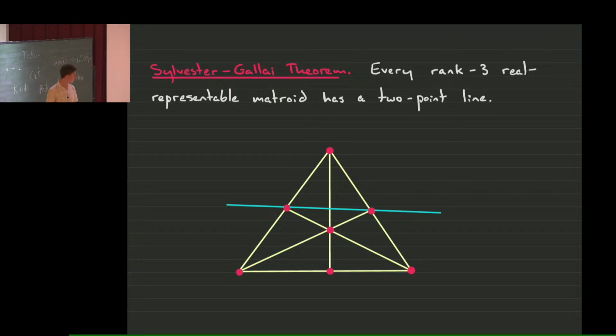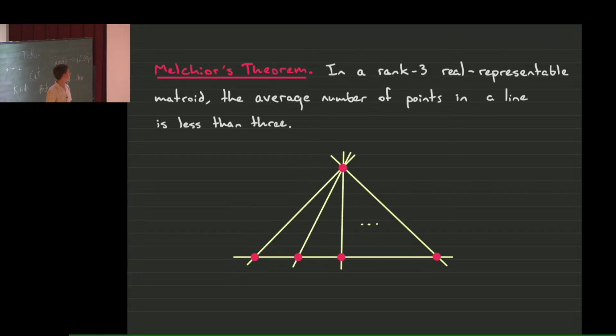And at some point we came across a stronger result. This is due to Melchior, and it says that if you're rank 3 real representable, then the average number of points in a line is strictly less than 3. So that implies Sylvester-Gallai. And the bound of 3 is also best possible. For example, you can look at this family of matroids here, which we call the near pencil, and see that the average is tending to 3 as you go up in size.